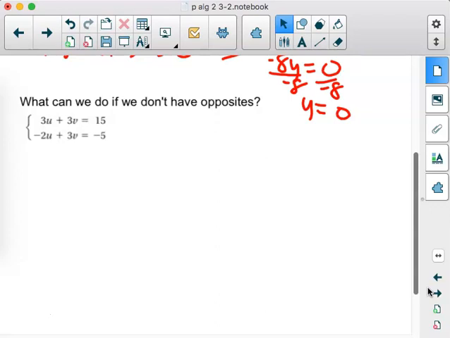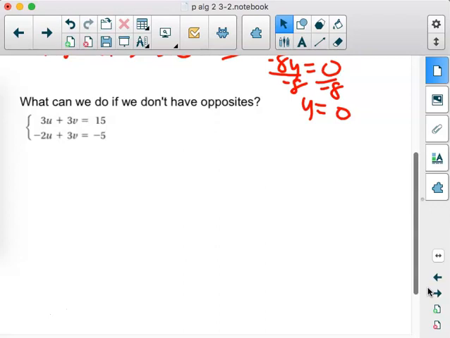Maybe I could make them opposites. I mean, if I multiplied this one by 2, that would become a 6u. And if I multiplied this one by 3, that would be a negative 6u. 6u, negative 6u, that'll work. If I go over to the v's, even easier. If I just multiply one of these by a negative 1, I'm going to have opposites. Either one will work. I'm going to take the easier one.